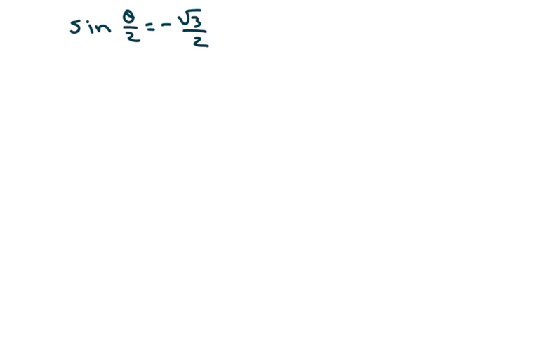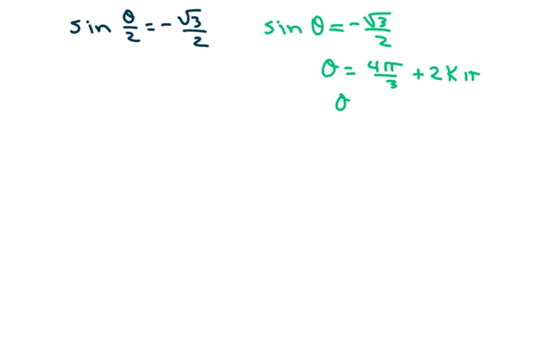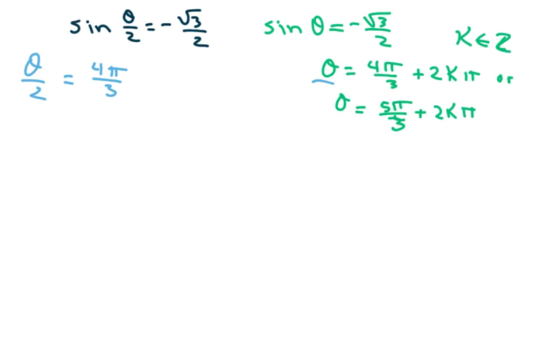The next one is sine of theta over 2 equals negative square root of 3 over 2. So first I'm going to solve for sine of theta, and we're going to get 4 pi over 3 plus 2k pi, where k is any integer, or we have 5 pi over 3 plus 2k pi. But that's not what we have as theta. We have theta over 2, so basically I set this up. I'll just put the k there. I messed up. And then we also have this one.